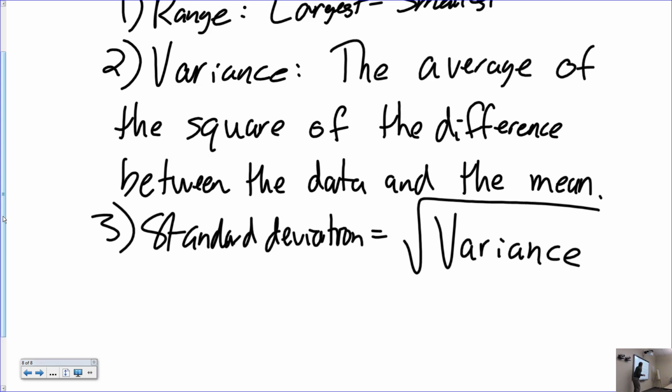Alright, so these are our measures of dispersion, folks. Variance. What the hell does that mean? It's when you're over or short on your register.